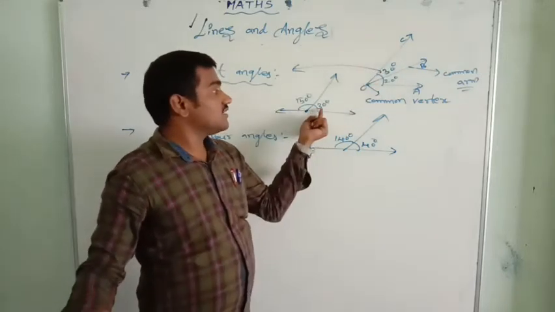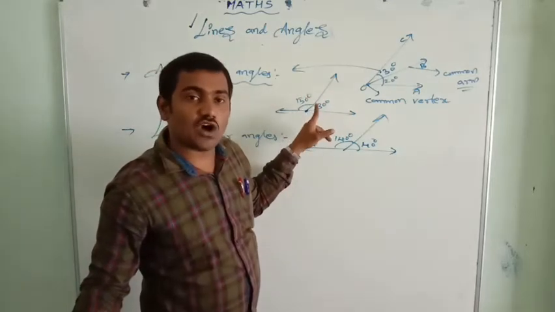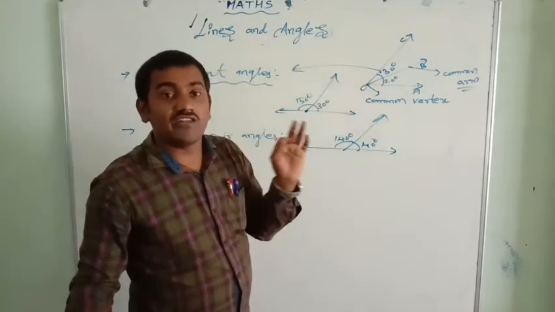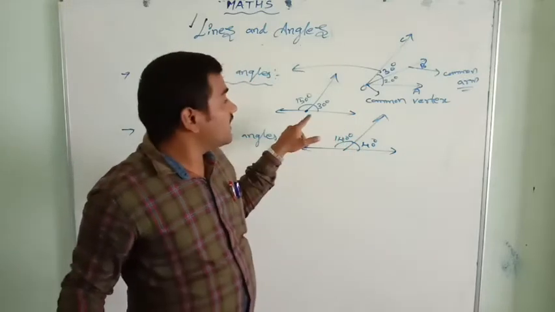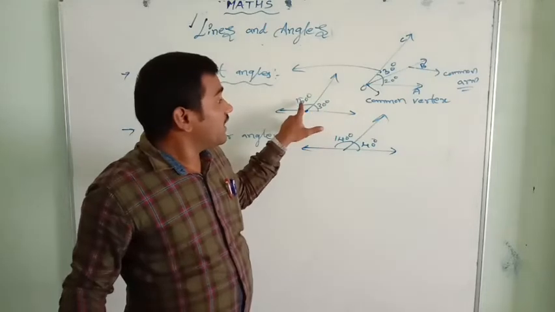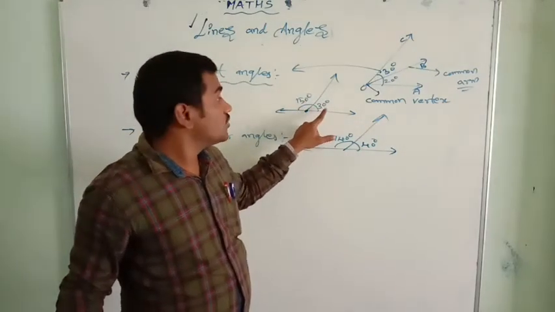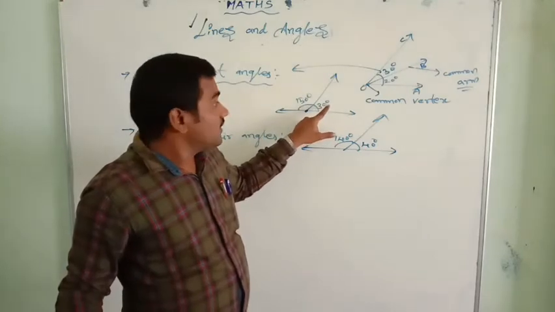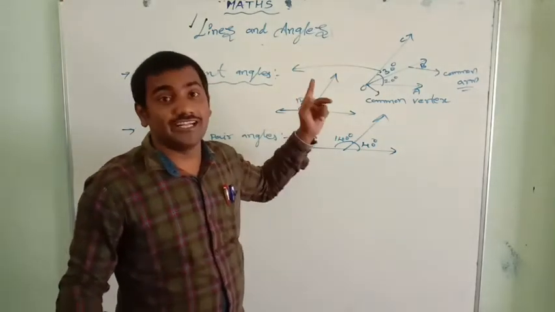So let's see here, these two are the adjacent angles because they have a common vertex and a common arm. If the angles have a common vertex and a common arm, they are known as adjacent angles. And here the two adjacent angles give a sum of 180 degrees. So here 30 degrees and 150 degrees make 180 degrees. These two angles are known as linear pair angles.